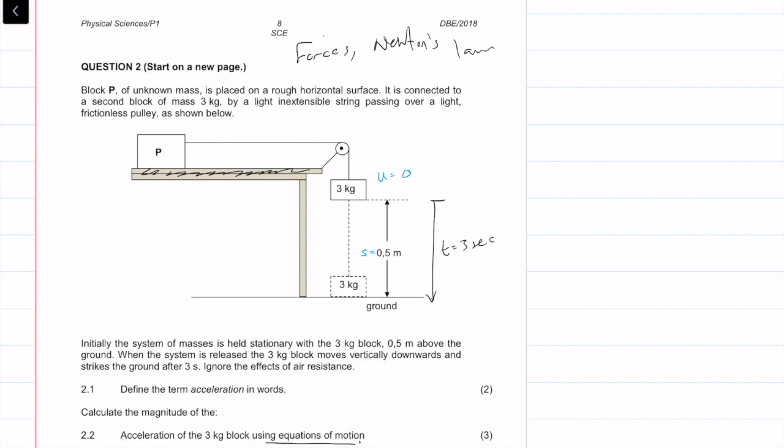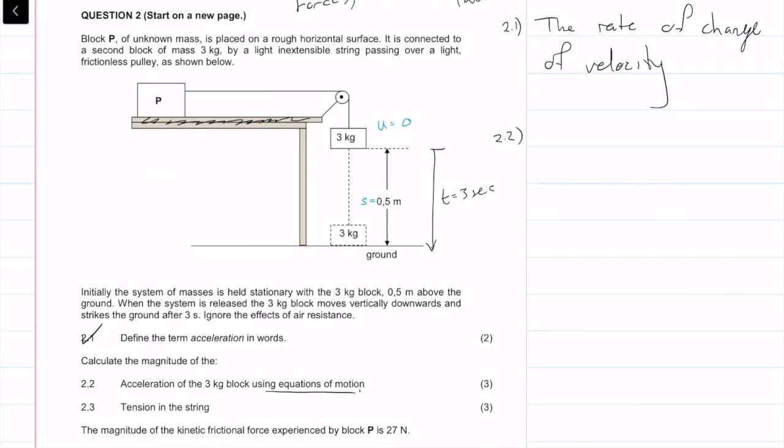Okay, so if we start off with a definition, question 2.1, define acceleration. So acceleration is the rate of change of velocity. Okay, and we get ourselves 2 marks for that. Okay, next question 2.2 says calculate the magnitude. So we want the scalar of the acceleration of the 3 kilogram block using the equations of motion. Okay, so equations of motion tells us we need to use our UVATs.